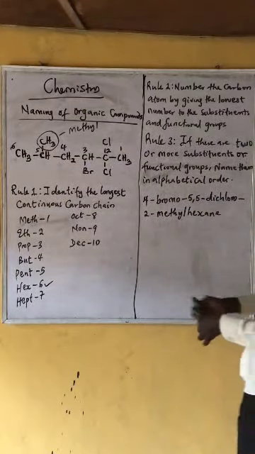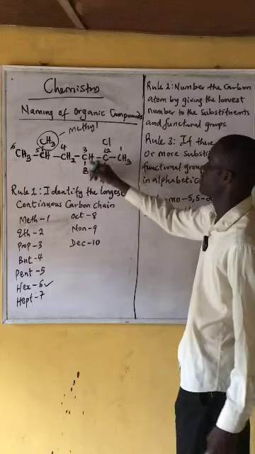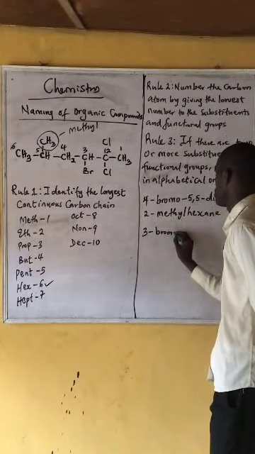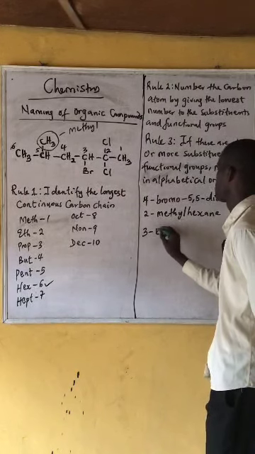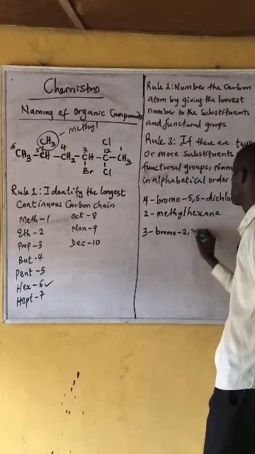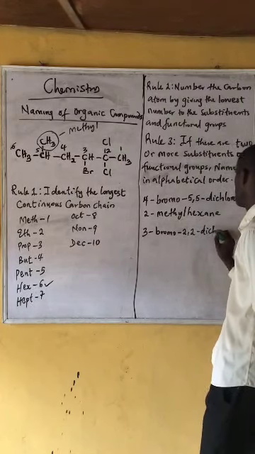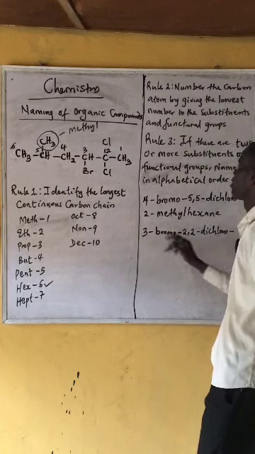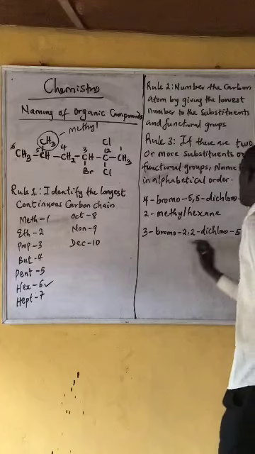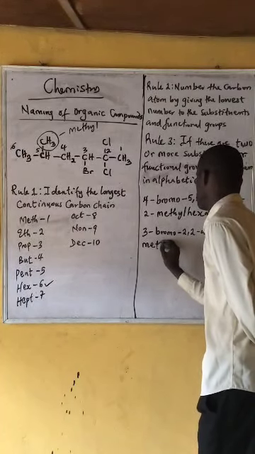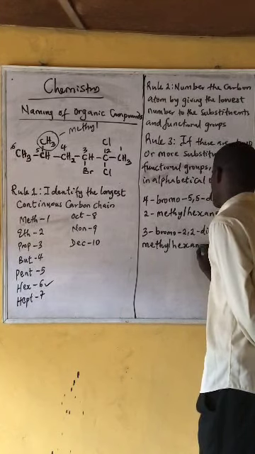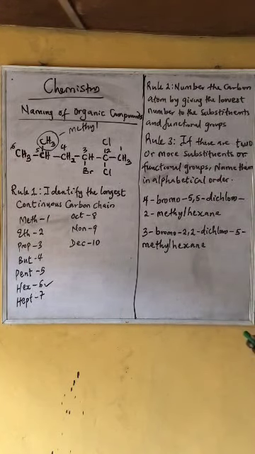Now let's name it the other way. On carbon number 3, we have bromine. That is 3-bromo. Then on carbon number 2, we have chlorine. That is 2,2-dichloro. On carbon number 5, we have methyl. 5-methyl.